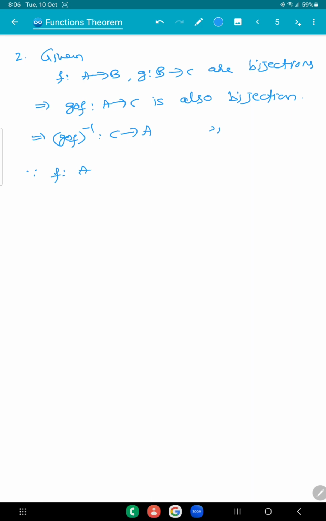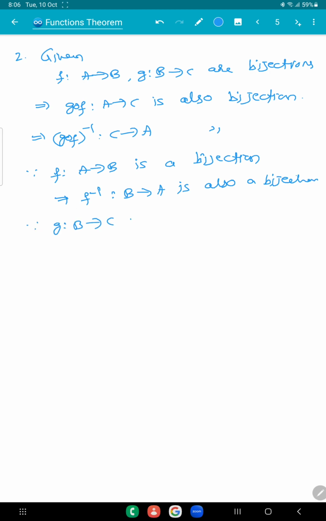Since f from A to B is a bijection, it implies that f inverse from B to A is also a bijection. Simple thing only. Since g from B to C is a bijection, its inverse is also a bijection. g inverse from C to B is also a bijection.